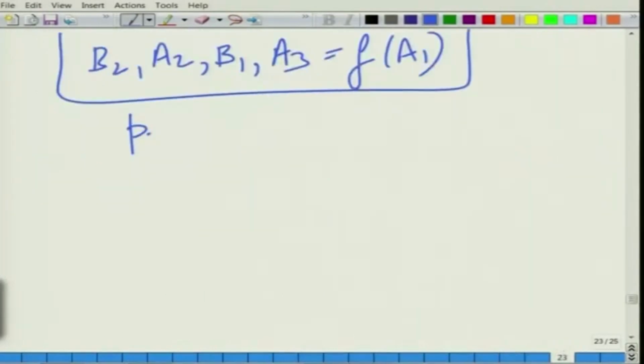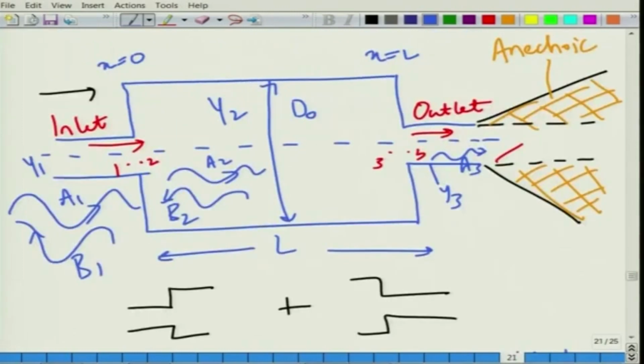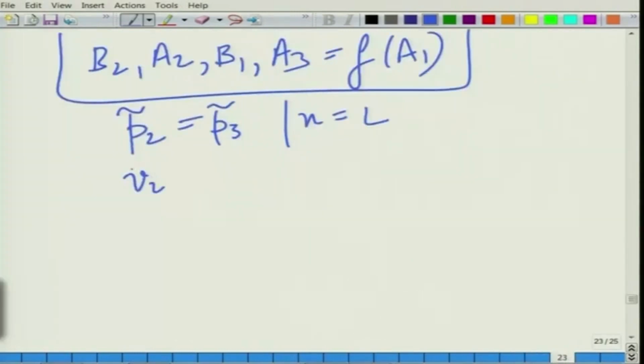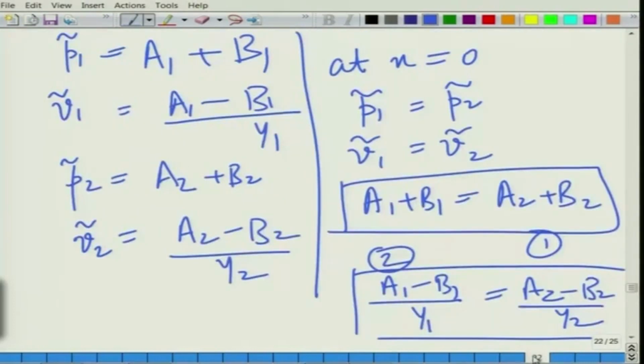So, here P2 tilde is equal to P3 tilde at x is equal to L, and V2 tilde is equal to V3 tilde also at x is equal to L. So, what does it mean then? A2 into e to the power minus j k naught L. Here, now the thing is that you will have L. Why? Because the pressure field is A into e to the power minus j k naught x plus B into e to the power plus j k naught x.